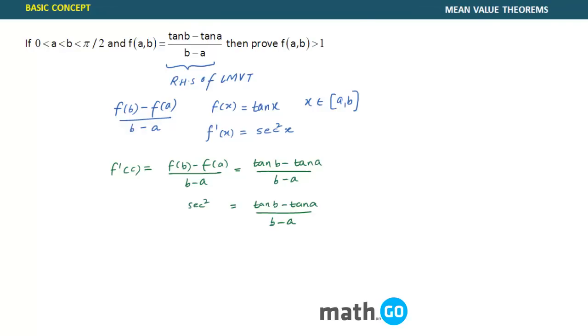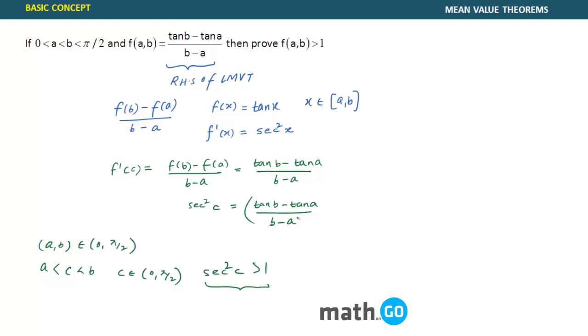So secant square c, what can you tell me about secant square c? What is the range of secant square c? So first of all, a and b both belong to 0 to pi by 2. So c will be anything between a and b, so c will also lie between 0 to pi by 2. And if c lies between 0 to pi by 2, what will be the range of secant square c? It will always be greater than 1. Can I say this? Obviously, right? So that means this particular quantity will always be greater than 1. Hence proved. This is what we wanted to prove.